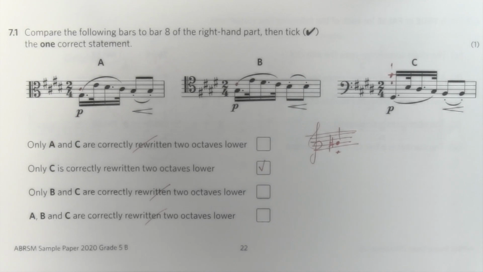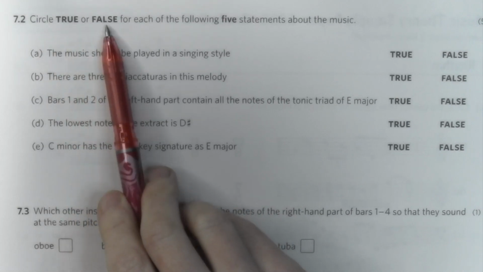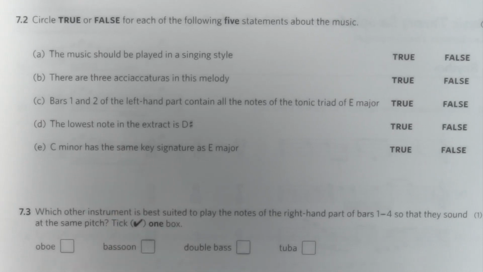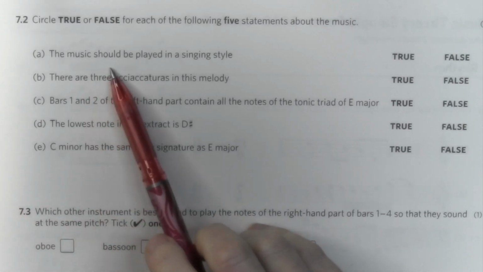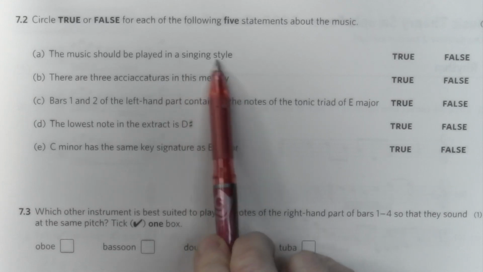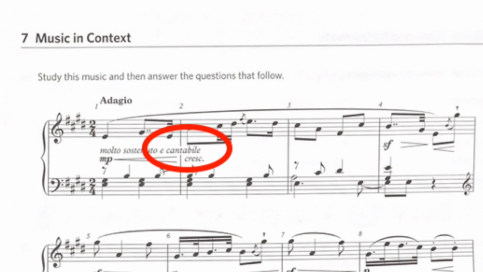Last 4 questions. Ready? Let's go. Circle true or false to say if they are correct or not. And we need to look at the music in the previous page. The music should be played in a singing style. Now, the word for singing style is cantabile, and we do have it, so correct.